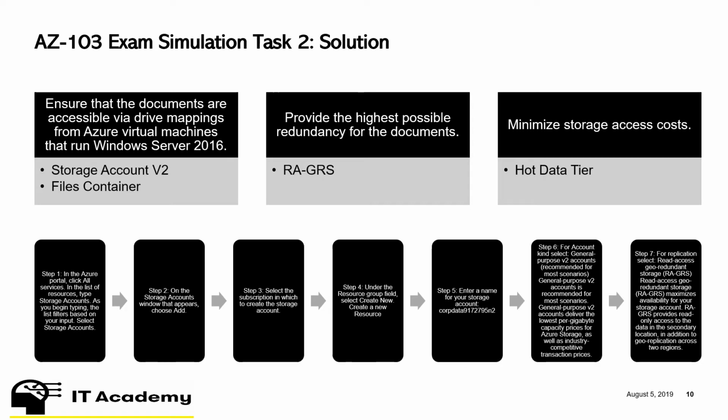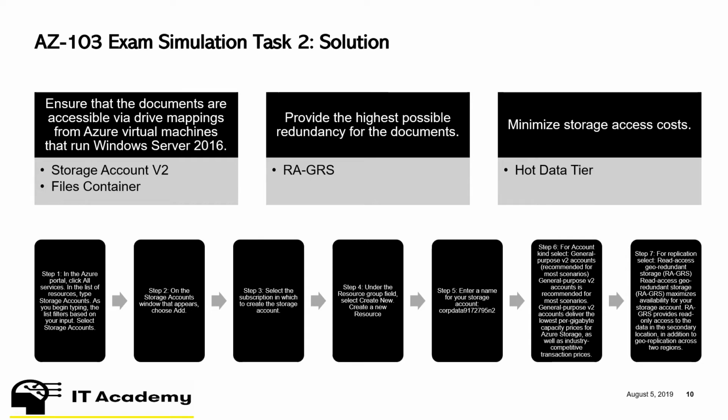Then we need to choose which subscription the storage account is going to be held in. We need to give the storage account a name, so it's important to use the name that was quoted in the question. So we're going to call it corpdata917295N2. Then what I'm going to do is go into the account type selection.